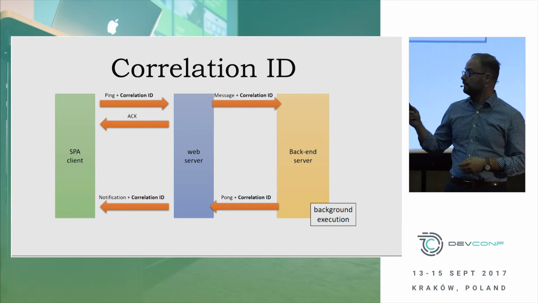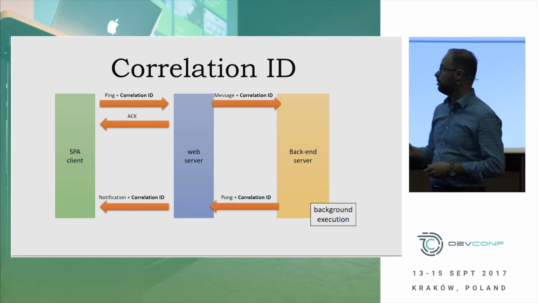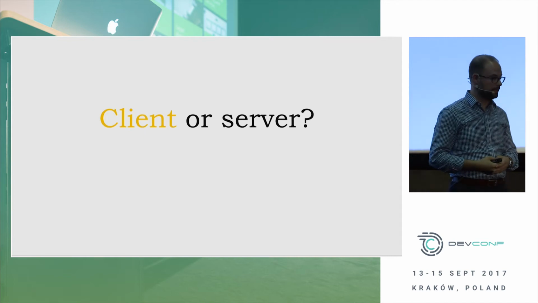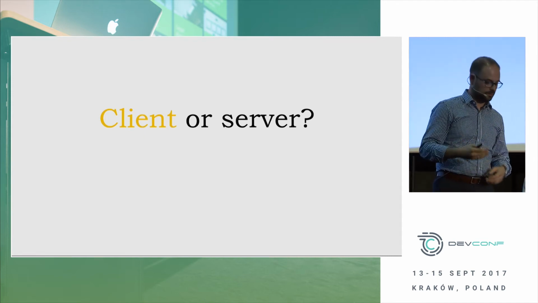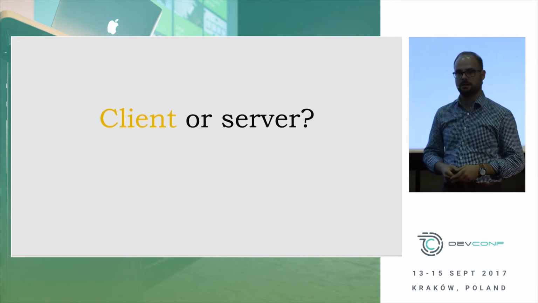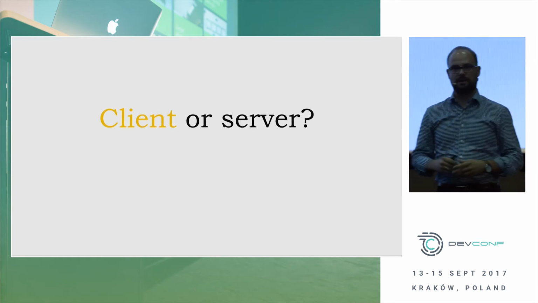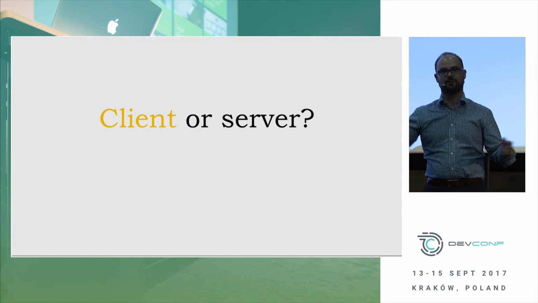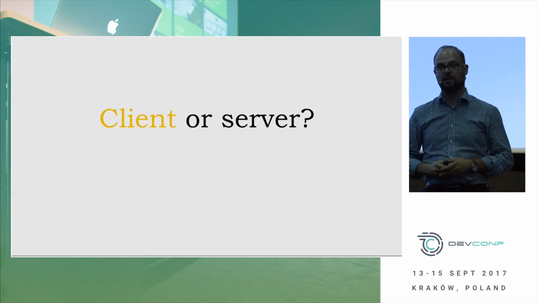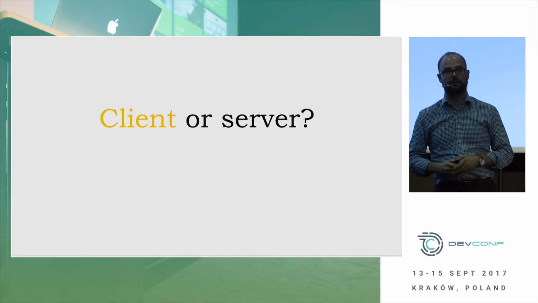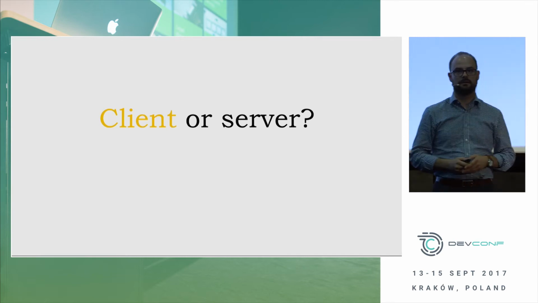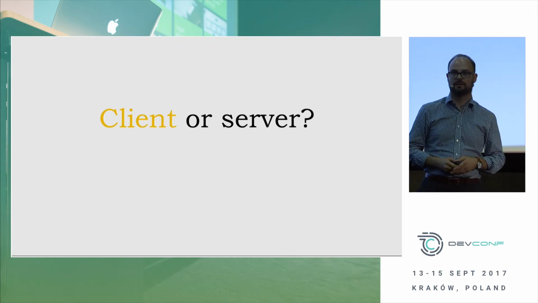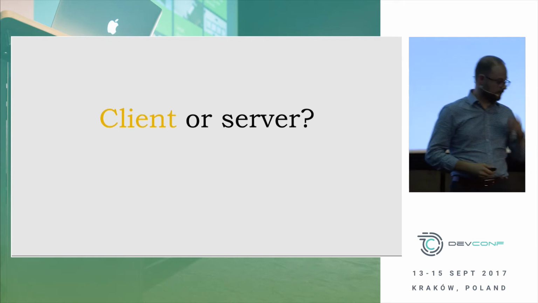Now there are two possibilities for who owns the generation of the correlation ID. So my question to you is, who do you think should generate the correlation ID? And the interesting thing is, it's not one of those fluffy, fuzzy, it-depends kind of questions. There is an answer. Only one of the two is actually correct. So who thinks that the client should generate the correlation ID? Okay, so who thinks the server side should generate the correlation ID?